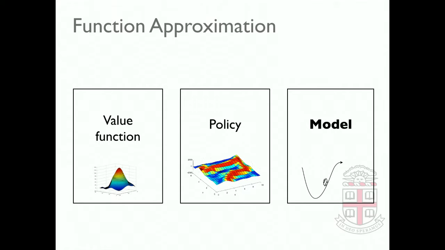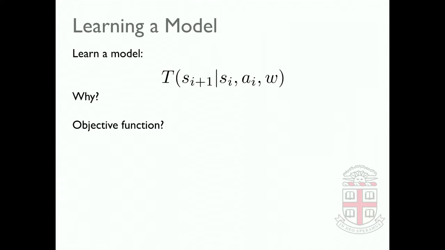The third class of thing that we might be able to learn is a model. Okay, so we might be able to learn that transition function, okay, how the world works. Okay, so what the form of that is that it's a probability distribution over S_{i+1}, given S_i and A_i and W. So if you were in some state at time i, and you took an action at time i, and you had some parameters, then you would predict a probability distribution over states at time i+1. Because the world is stochastic, so we can't just predict state i+1. There might be more than one that you land up with.